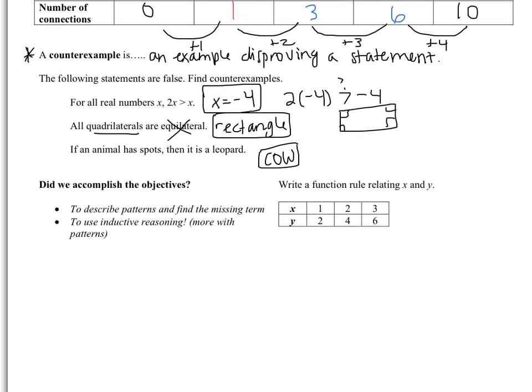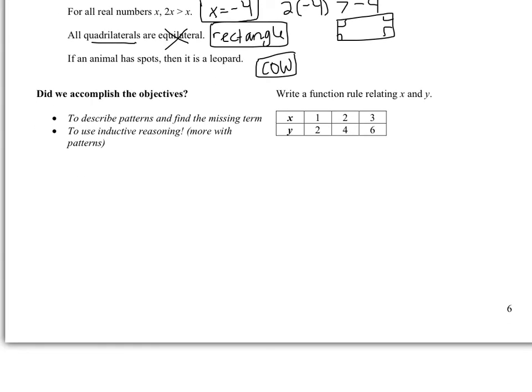Okay, so moving on. I know we covered a lot today, but the objectives for the day were to describe patterns and find the missing term, and then to use reasoning, which is what we did with the conjectures and the counterexamples. When you come to class, we're going to be doing examples covering everything that was in this video.